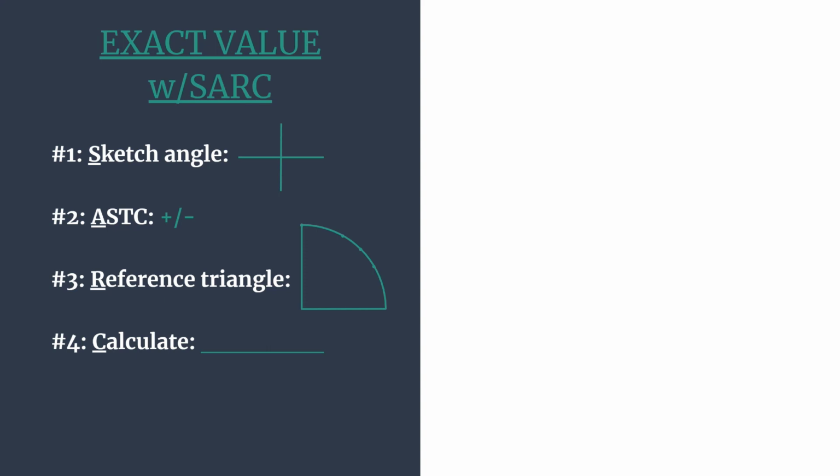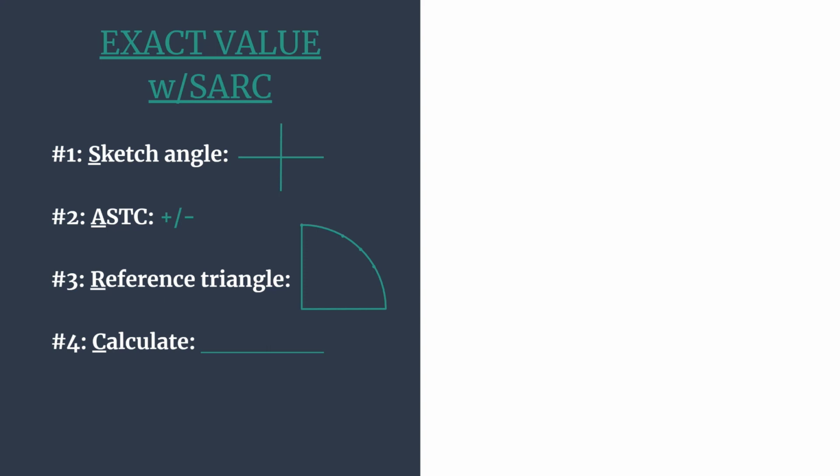All right, so quick overview before we start. The S stands for sketch the angle, so we'll sketch the angle's terminal side. A is for A.S.T.C, another quick little acronym. This will tell you which trig functions are positive in each quadrant so that you can know if your final answer for your exact value should be positive or negative. Determining the sign early really just eliminates a possibility of a sign error and thus an inaccurate answer.